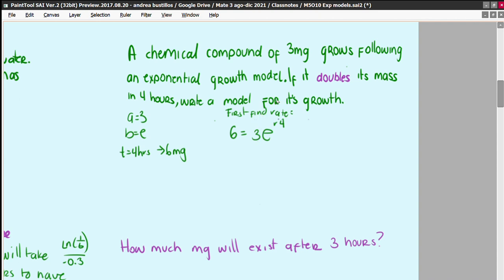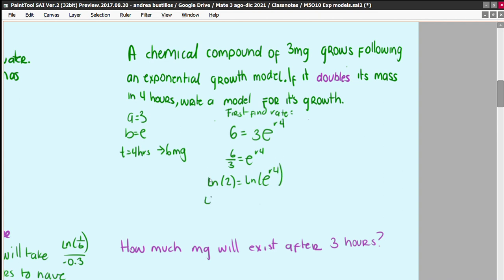My unknown is in an exponent, meaning that I have to apply logarithms to pull that exponent down. And remember that to apply logarithms, first your exponential term has to be completely alone. So the first thing I'm going to do is pass the 3 dividing to the other side. So now I can apply logarithms. So this is ln 6 over 3 is 2. ln of e to the power of r4.